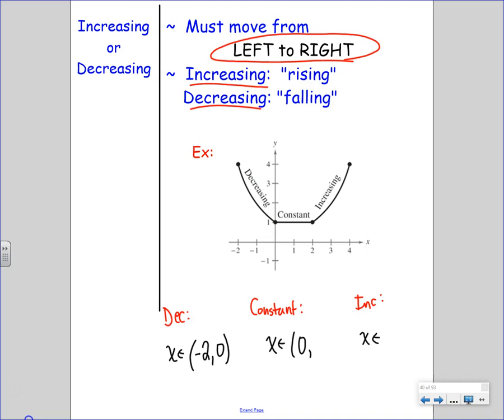We already did the how left of the constant. 0 starts it. What stops it? 2. Keep it parentheses for all of these. And increasing, when does increasing start? When does it stop? And the reason why we don't say something like infinity, guys, is there's no open end. They closed it with the endpoint, so we stop where they stop. We say, okay, fine. That's it. So decreasing, -2 to 0. Constant, 0 to 2. Increasing, 2 to 4.